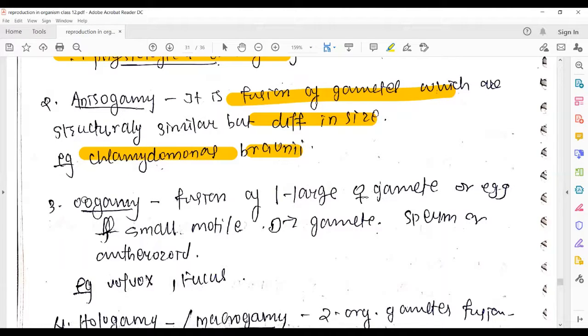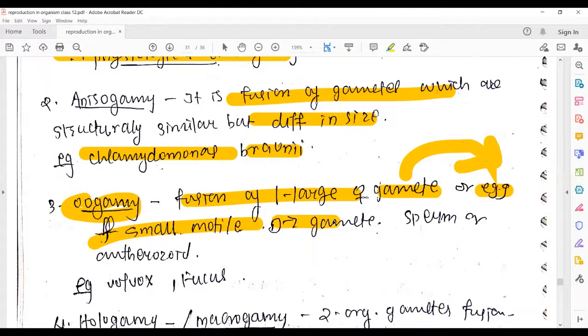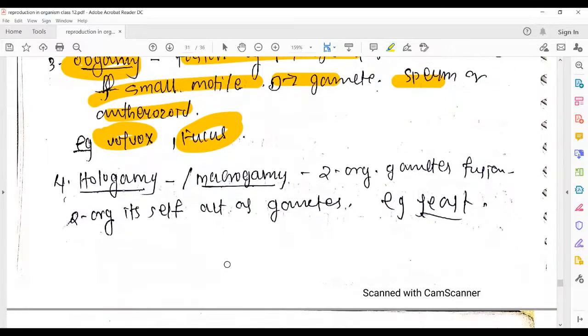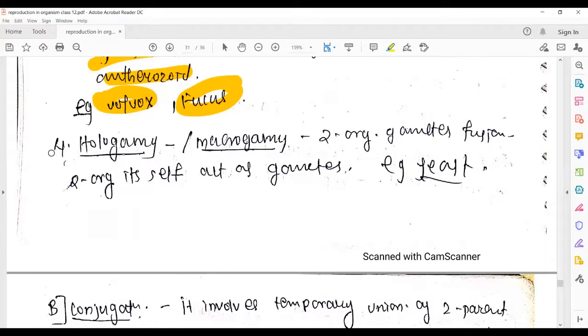Coming to the next part, oogamy. What is oogamy? It is the fusion of one large gamete, the female gamete, the egg, which is larger in size, and a smaller motile gamete, the sperm or antherozoid. Examples: Volvox and Fucus. So, oogamy, understood?